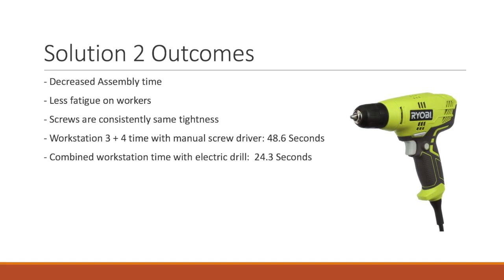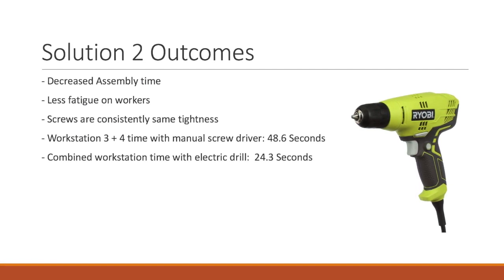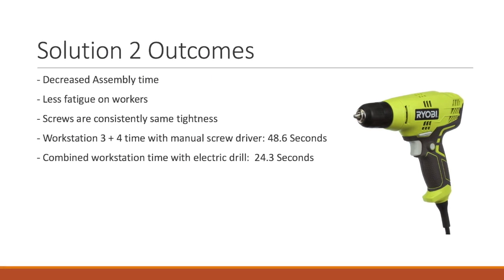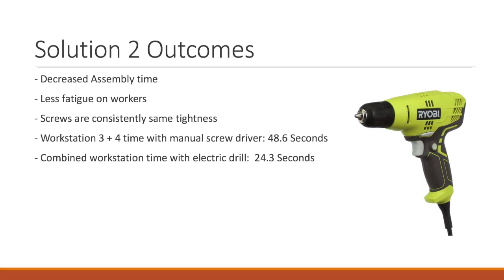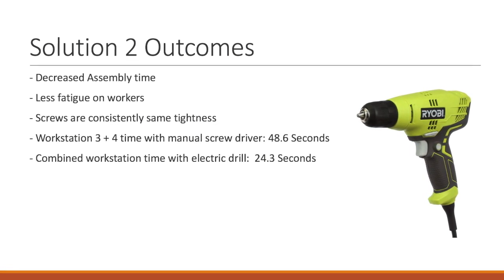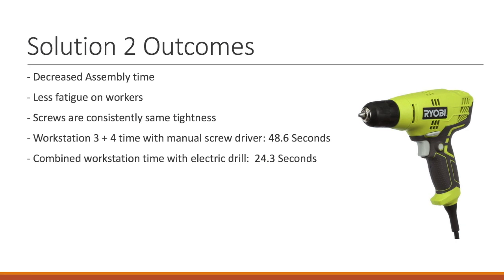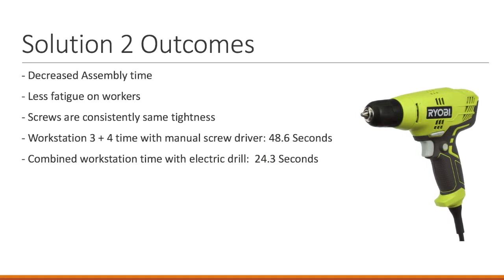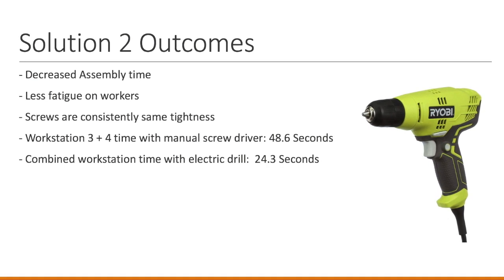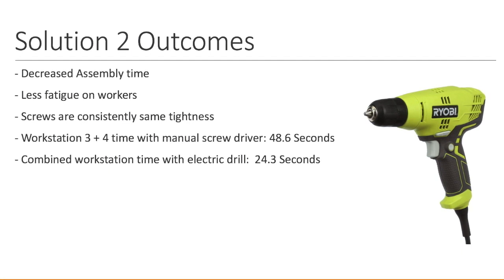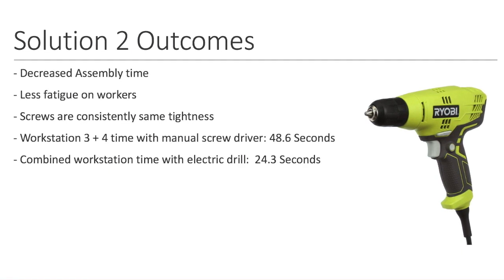In Design Lab 1, we recorded a time of 48.6 seconds, and after implementing our solution, we were able to record a time of 24.3 seconds, a difference of precisely half. This also decreases worker fatigue, along with the risk of work-related injury. Another benefit is that all screws are tightened to an equal torque, increasing product quality. Overall, we were able to increase our production flow by 24.3 seconds, ultimately succeeding in solving this specific efficiency problem.